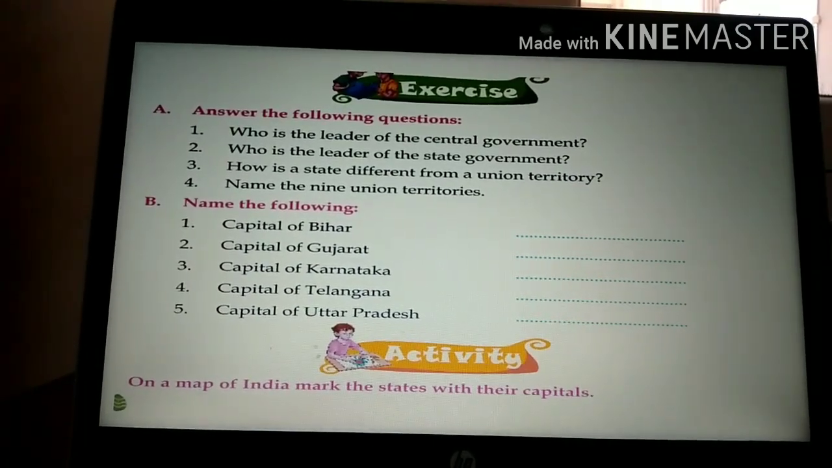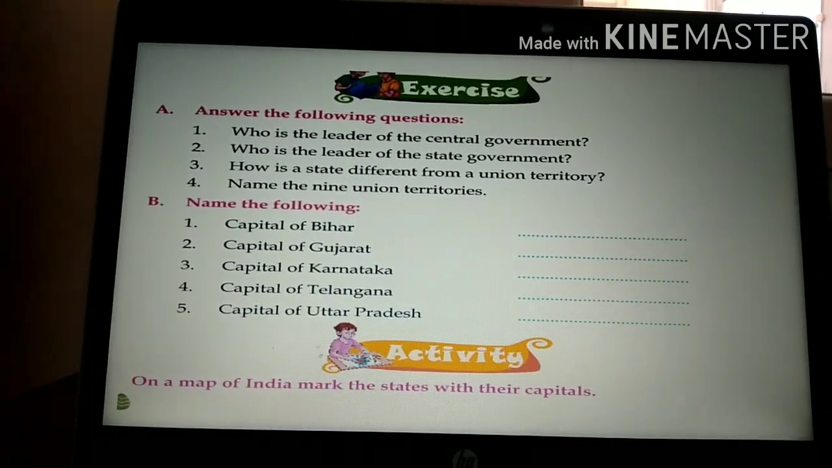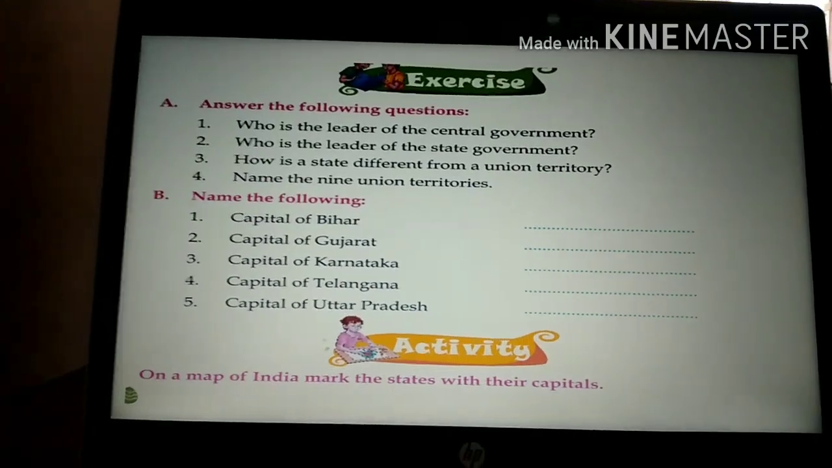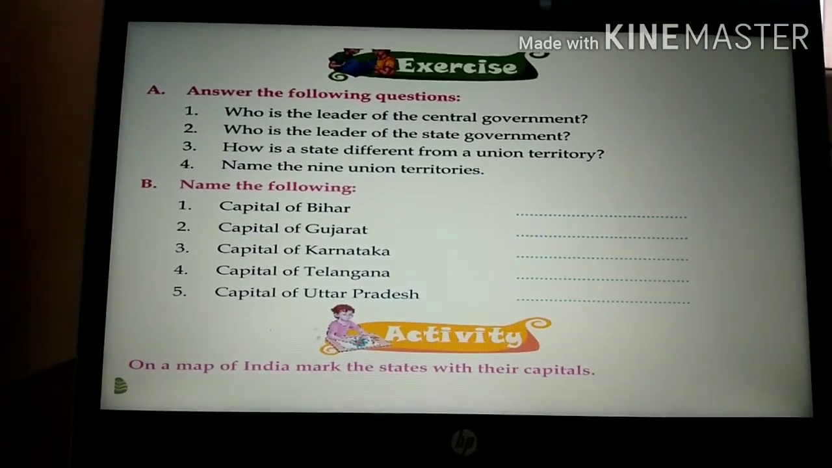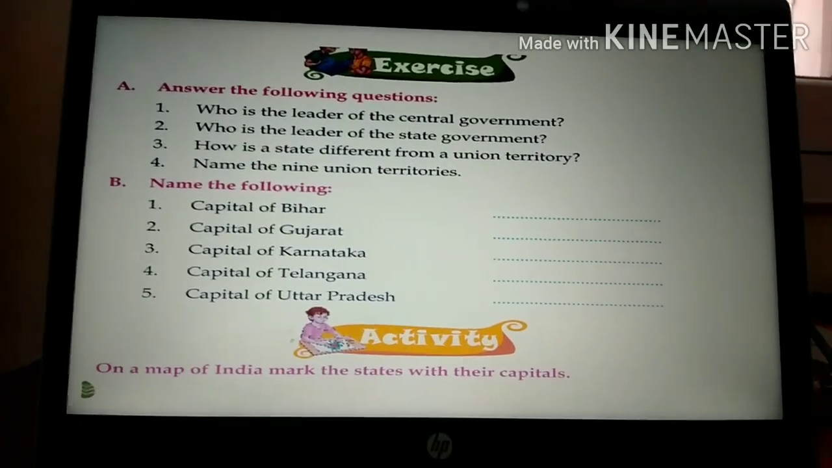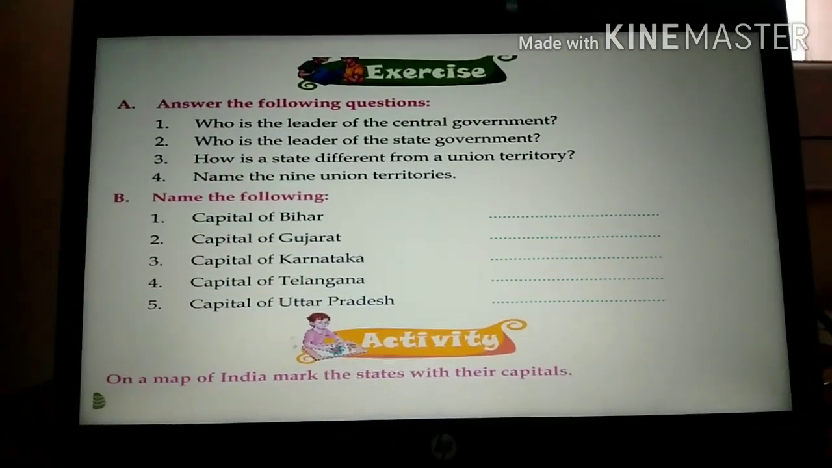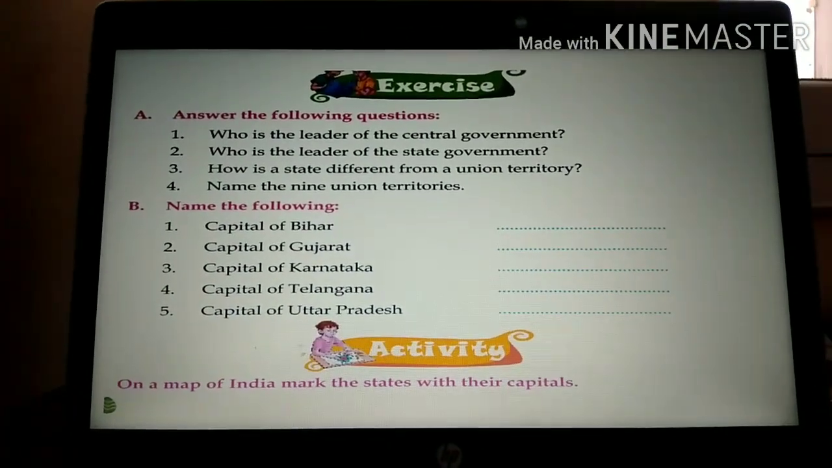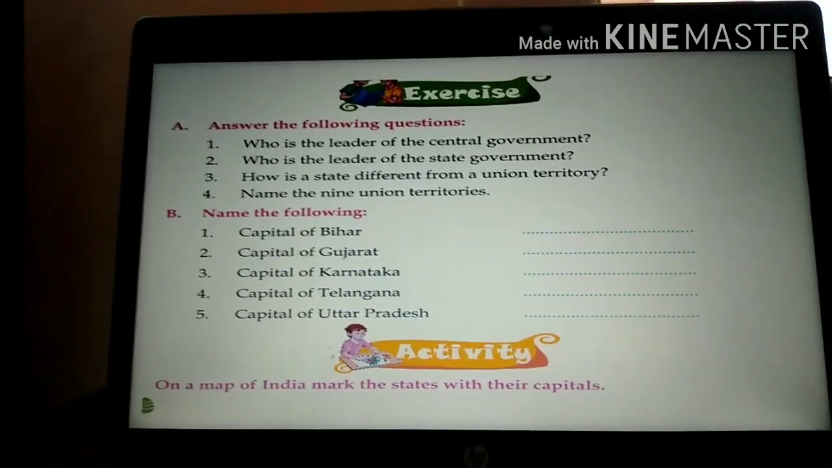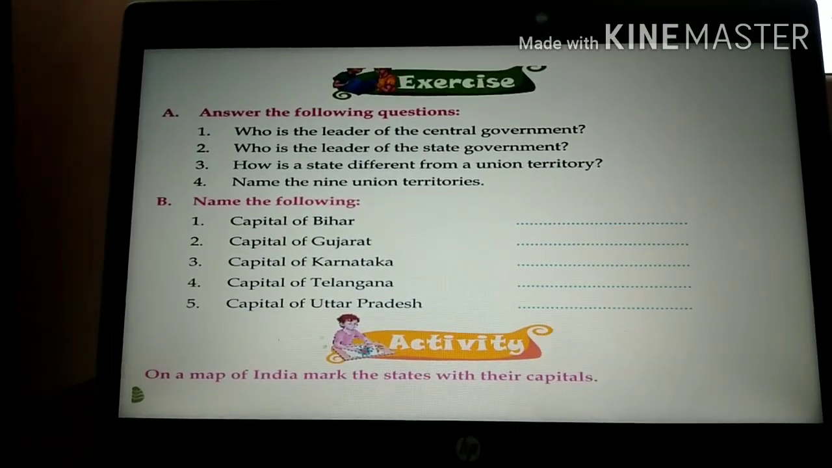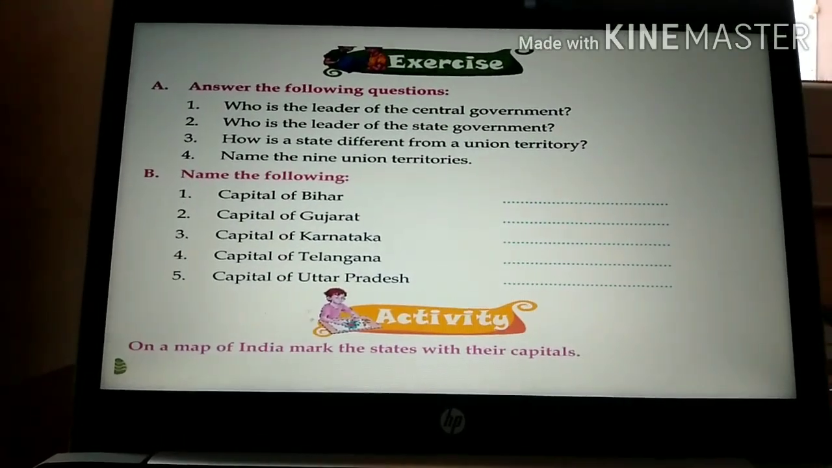Now comes the capital of Uttar Pradesh. In which state do you live? You live in Uttar Pradesh. And what is the capital of Uttar Pradesh? Lucknow. Lucknow is the capital of Uttar Pradesh. And who is the Chief Minister of Uttar Pradesh? Mr. Yogi Adityanath. Now there is an activity, children. On a map of India, mark the states with their capitals. All these activities you can try if it is possible, but if you can't, then we will do all these activities in class. Now let's come to the question answers.